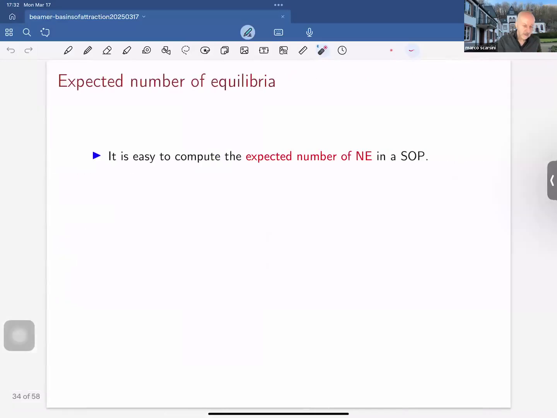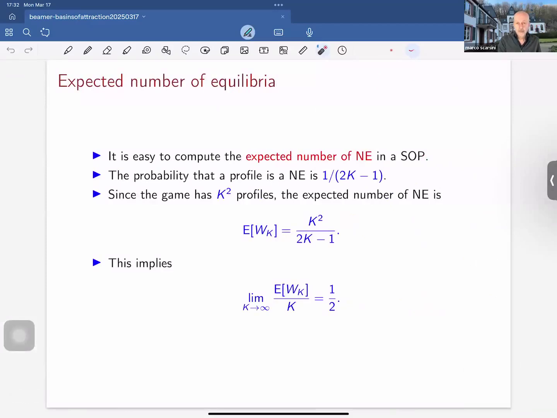Okay. That's very well. Now, again, if you look only at the expected number of equilibria in this class of games, that's also very easy to compute. And the trick is the same as in the case of regular games. Namely, you look at the probability that a specific profile is a Nash equilibrium. When is this profile a Nash equilibrium? When it's the minimum along the column and the minimum along the row. There are k elements on the column, k elements on the row, so 2k, but one element is common, so it's 2k minus 1.